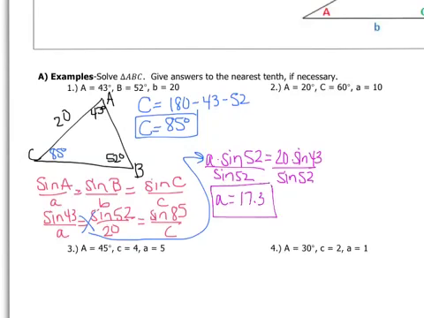Okay, so what we are going to do at this point, we need to solve for C, so we'll cross multiply the other two. That gives me C times the sine of 52 equals 20 times the sine of 85. We will divide both sides by the sine of 52. And then enter that all in our calculators.